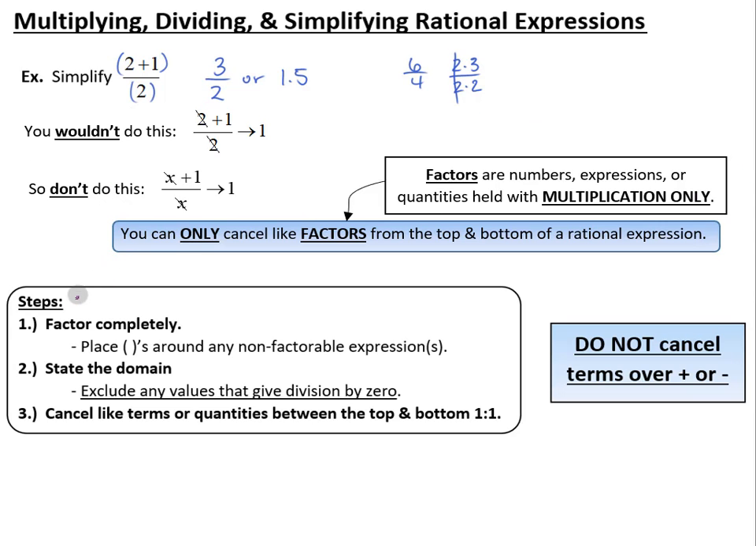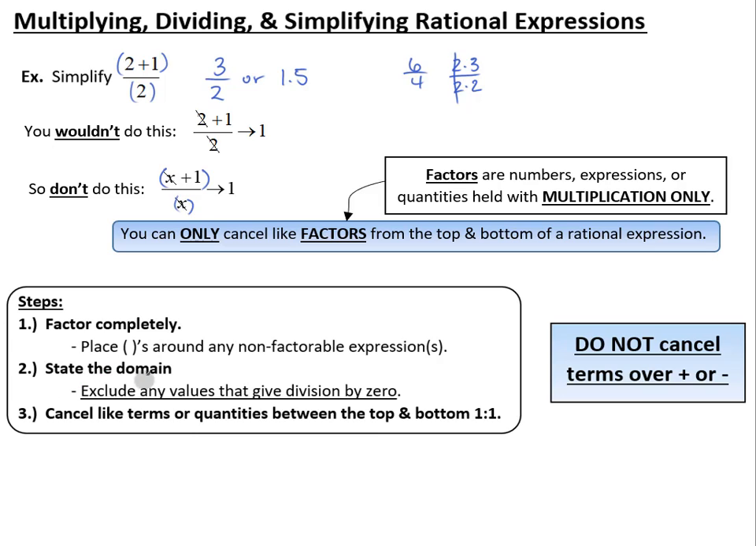So here are some steps we're going to use, and these will be repeated on the next pages. The first thing we want to do with these rational expressions is factor the top and bottom completely. If you cannot factor them, place parentheses around any non-factorable expressions. So for instance, x plus 1 up here, I would have wanted to put parentheses around and think of that as its own factor. x plus 1 is a factor, x is a factor, they do not match, so we cannot cancel them.